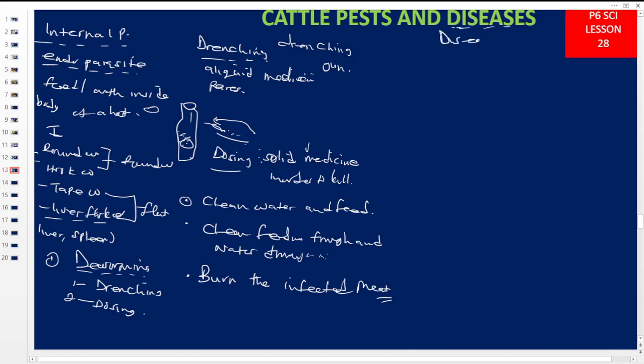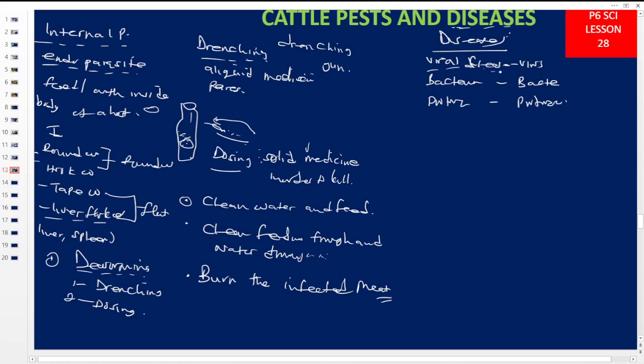Now these diseases that can attack cattle, we classify them into 3 classes according to the causatives. By causatives, we mean germs. We have viral diseases, which are caused by a virus. We have the bacterial diseases, which are caused by bacteria. And we also have protozoan diseases, which are caused by protozoa.